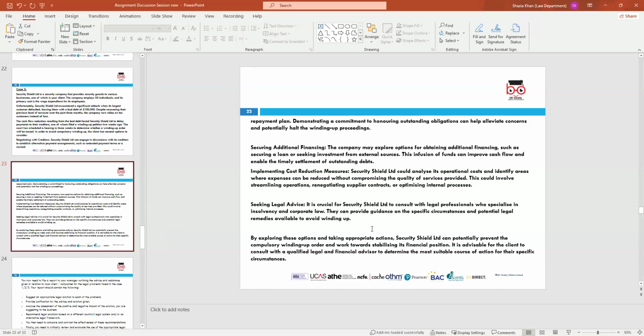They can provide guidance on specific circumstances and potential legal remedies available to them to avoid winding up. By explaining these options and taking appropriate action, Security Shield can potentially prevent any sort of compulsory winding up and work towards stabilizing its financial position. It's advisable for the clients to consult a qualified legal and financial advisor to determine the most suitable course of action for the specific circumstances.